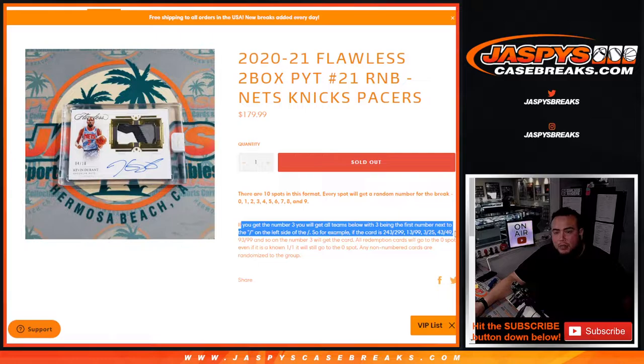Again, there's your examples there. Any and all redemptions go to spot 0. Any 101s go to spot 1. And, of course, any non-numbered cards will be randomized to the group.